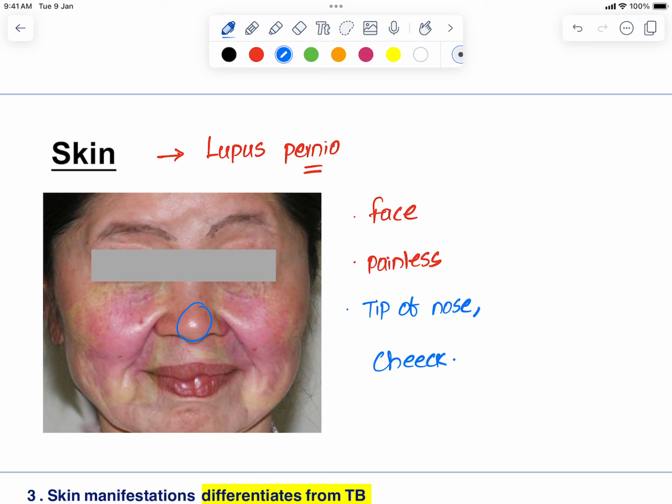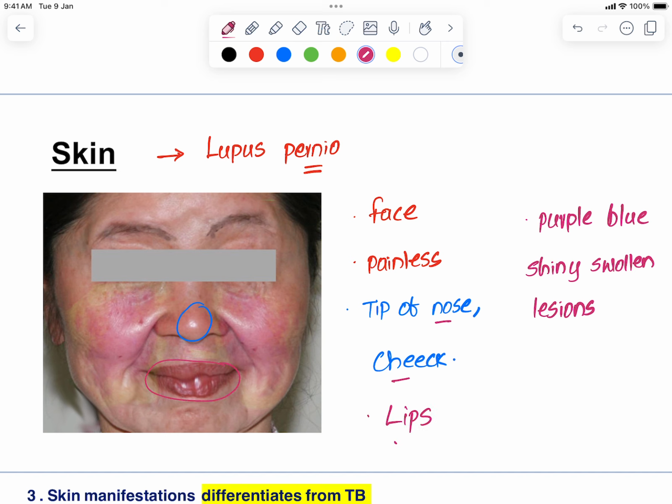And with lupus pernio, what will be the color of this rash? It is purple-blue, shiny, swollen lesions. These lesions are observed over the nose, over the cheek, and they are also observed over the lips. So this is about your skin manifestation in the form of lupus pernio.